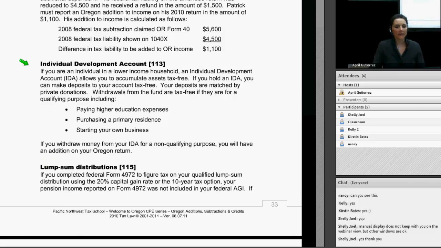Individual development account. If you are an individual in a lower income household, an individual development account, or IDA, allows you to accumulate assets tax-free. If you hold an IDA, you can make deposits to your account tax-free. Your deposits are matched by private donations. Withdrawals from the fund are tax-free if they are for a qualifying purpose, including paying higher education expenses, purchasing a primary residence, or starting your business. If you withdraw money from your IDA for a non-qualifying purpose, you will have an addition on your Oregon return.